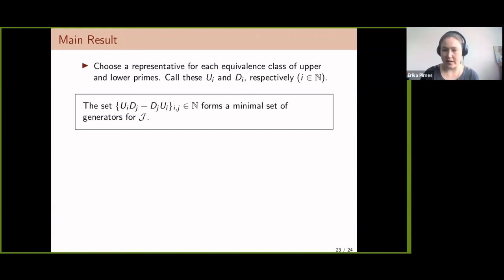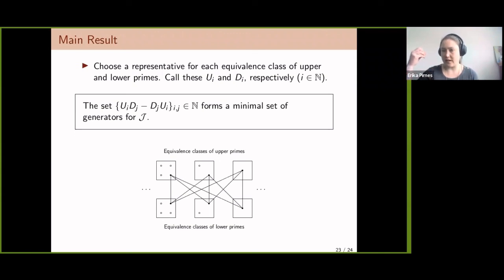As I drew in the picture, from each equivalence class, I choose a representative. I need that to commute with all of the representatives in the other category. So representatives of upper primes have to commute with all the representatives of lower primes. And again, this diagram should be infinite. So the set U_i, D_j, for any pair of indices i, j, is a minimal set of generators.